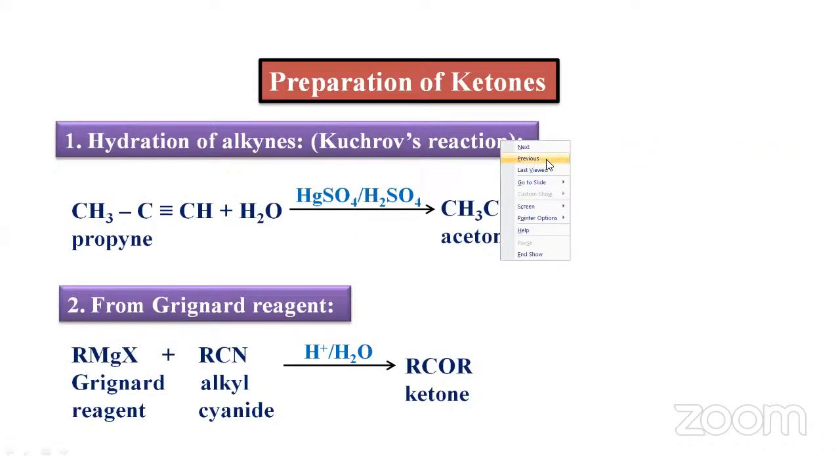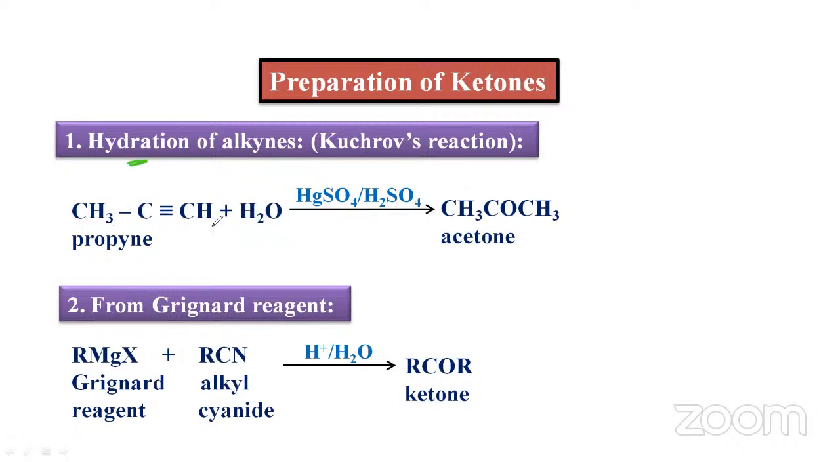So next we'll see preparation of ketones. Okay. So hydration, we are going to do hydration of alkynes. Alkyne is what? Triple bond. So how is the reaction going? There is a triple bond. So the starting reactant is taken as propyne. So propyne, you are going to do hydration.